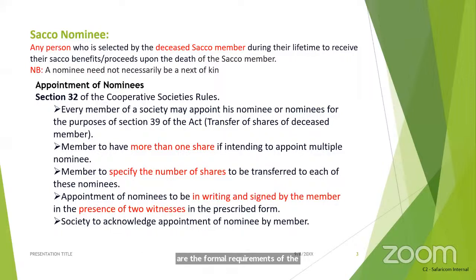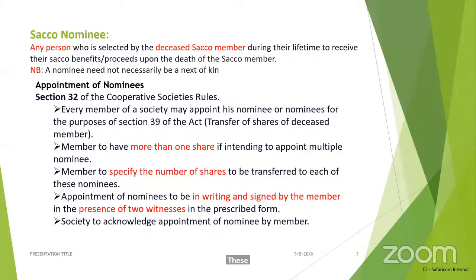That is, it must be in writing and signed by the member in the presence of two witnesses in the prescribed form. The Act has given a prescribed form, but we have taken time to adopt it. So in every nomination, there needs to be at least two witnesses. This is to avoid any doubts in future in case another person lays a claim that these formalities were not followed.